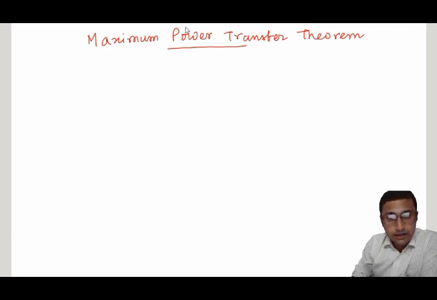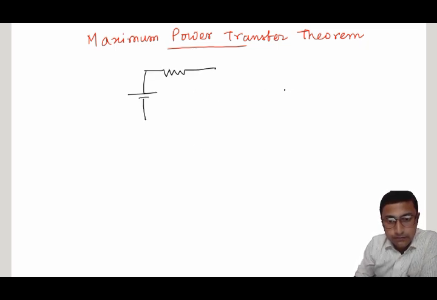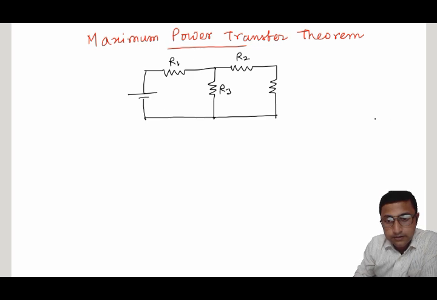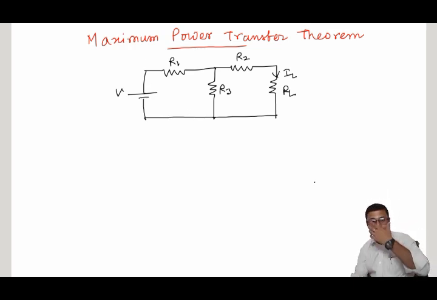So first, if I consider the same circuit that is already used for solving the Thevenin's theorem, the same circuit, this is R1, this is R2, this is R3, and this is the RL. We have to find the current through this RL. This is your V. So to solve the problem using maximum power transfer theorem, the step 1 and step 2, that is similar like the Thevenin's theorem.